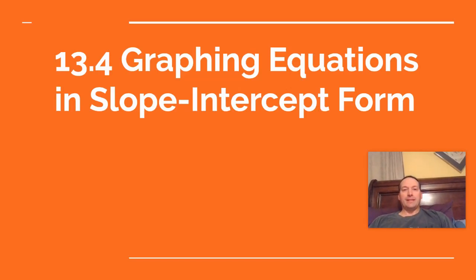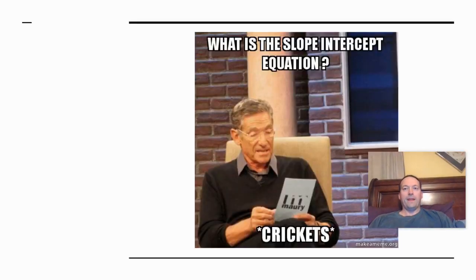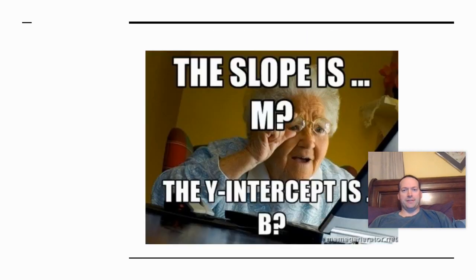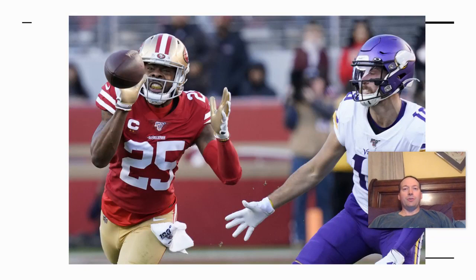So today we're going to take the next step, and this is probably the most common thing that we deal with in linear equations. Most people remember this, and it's something called slope-intercept form. So what is the equation of slope-intercept? Anyone? Cricket. So the slope is m and the y-intercept is b? Yes, that is true.